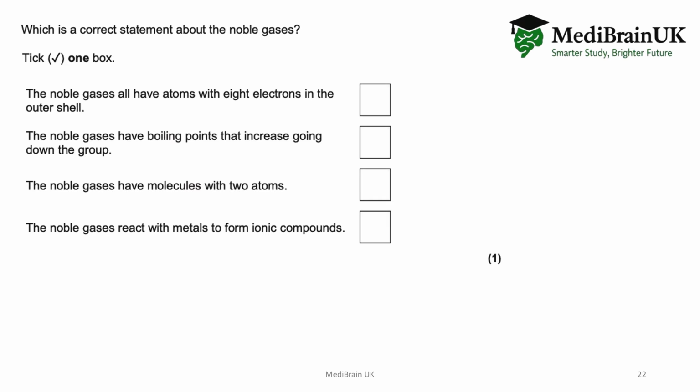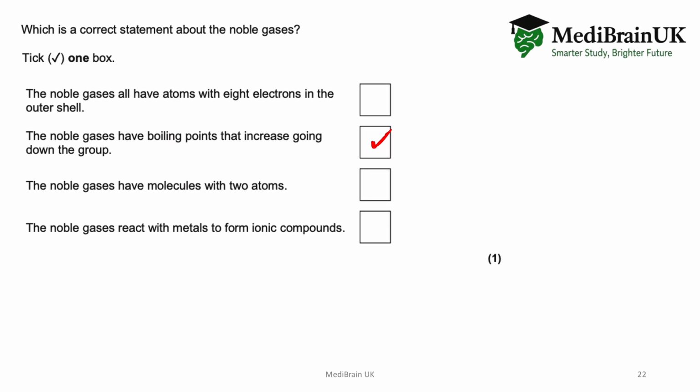Now, the correct answer to this is actually the second option. This is just a fact that you need to learn, that the noble gases have boiling points that increase when you go down the group. So as you move down the group, the boiling points of the noble gases increase. That can come up as an application question as well, where you're asked to predict the boiling point of a certain noble gas. If you remember that key point, you won't be going wrong with that question.